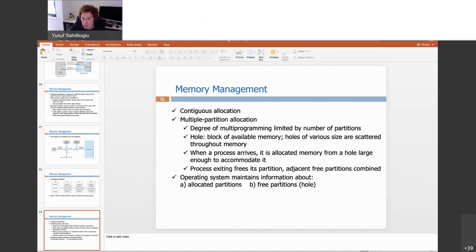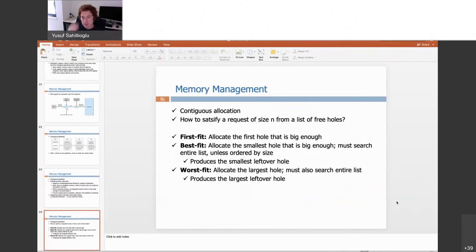The operating system maintains information about the allocated partitions as well as the free partitions, the holes. Now, there are some questions here, some algorithmic part here. How to satisfy a request of size n from a list of free holes. So we have three strategies.